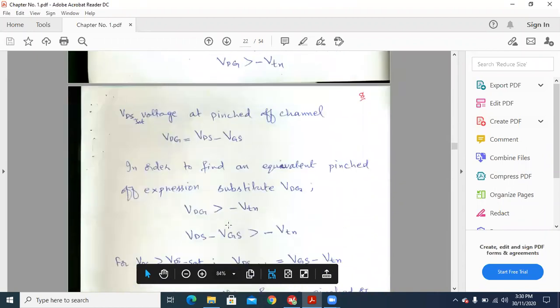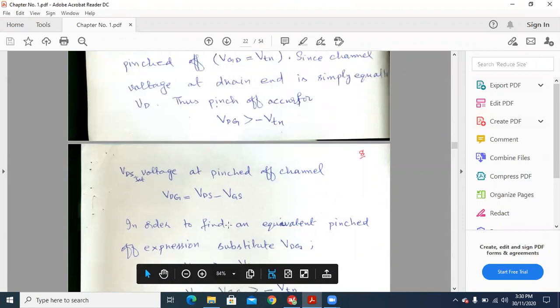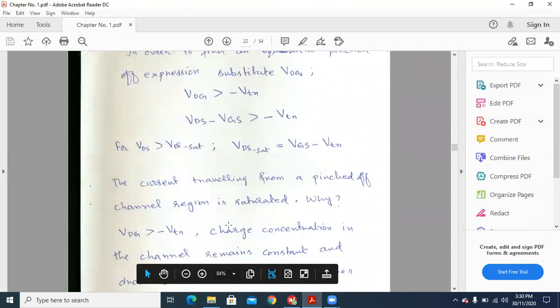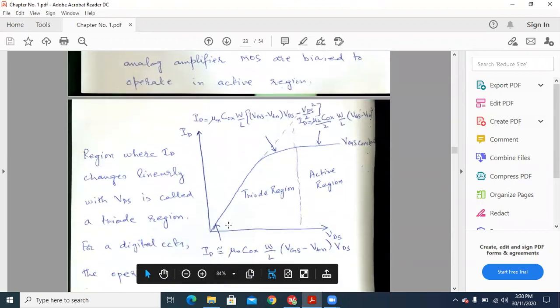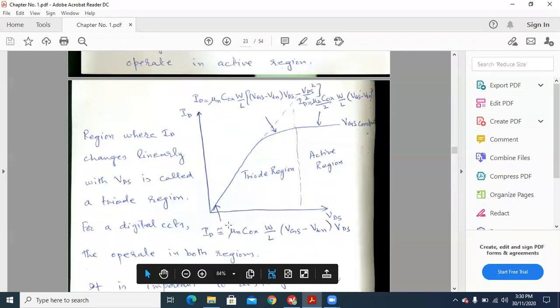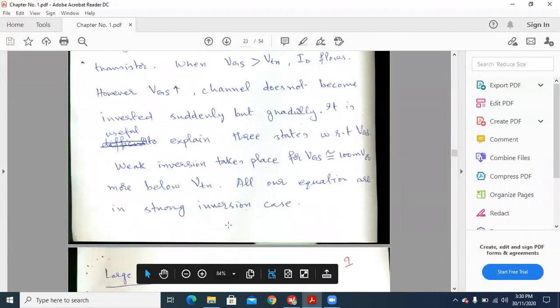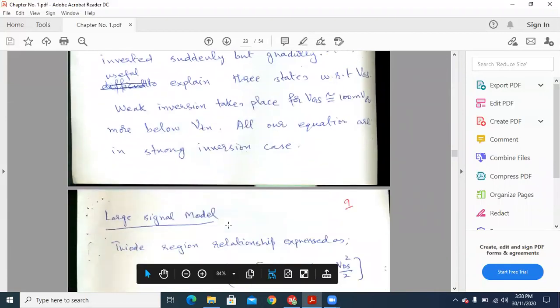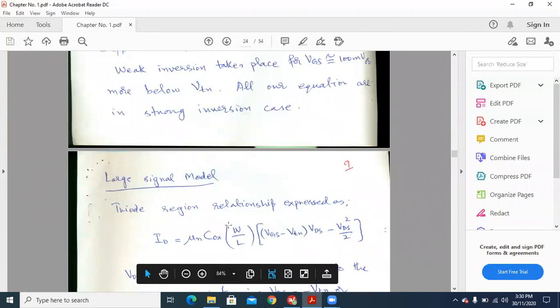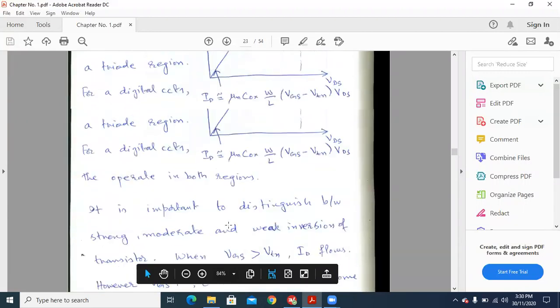So we end this session here. In the next session, we will discuss the large signal model and small signal model of the transistor.